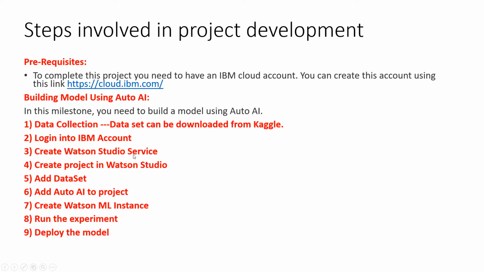Then you need to create the Watson Studio. Then you need to create the project in the Watson Studio. Then you need to add the data set, that is the downloaded data set, and then you need to create an Auto AI instance and add it to the project. Then create the Watson ML instance, and you need to run the experiment and deploy the model. So these are the basic steps in the construction of the model. So let's see how to create the Watson Studio.